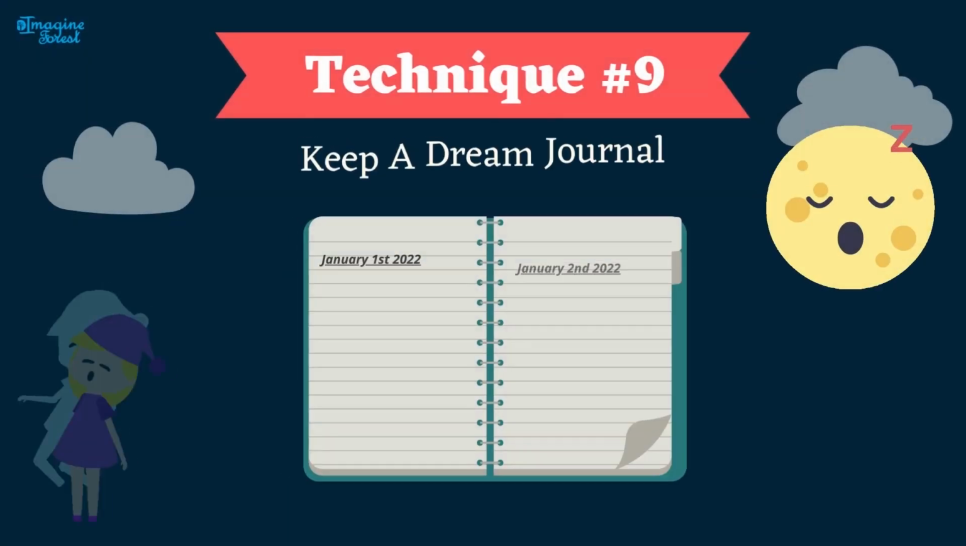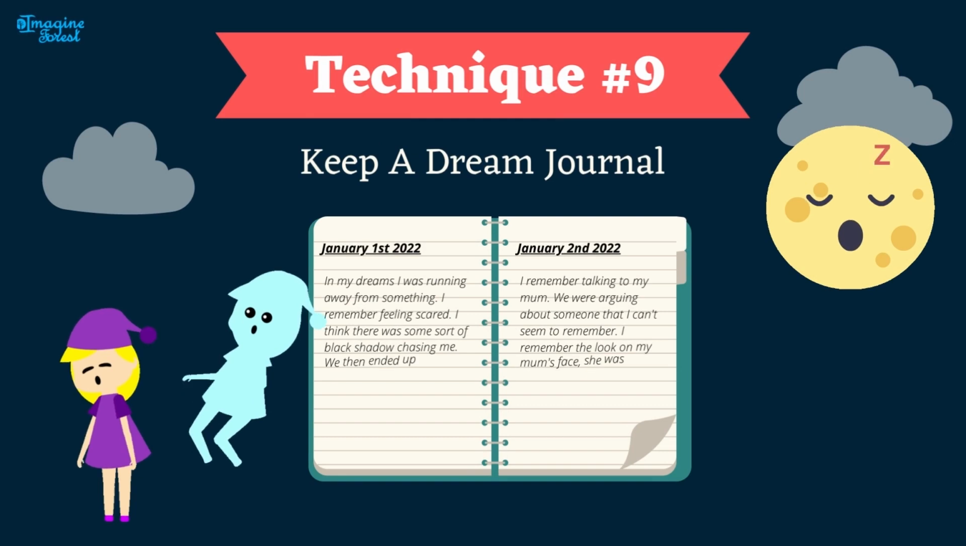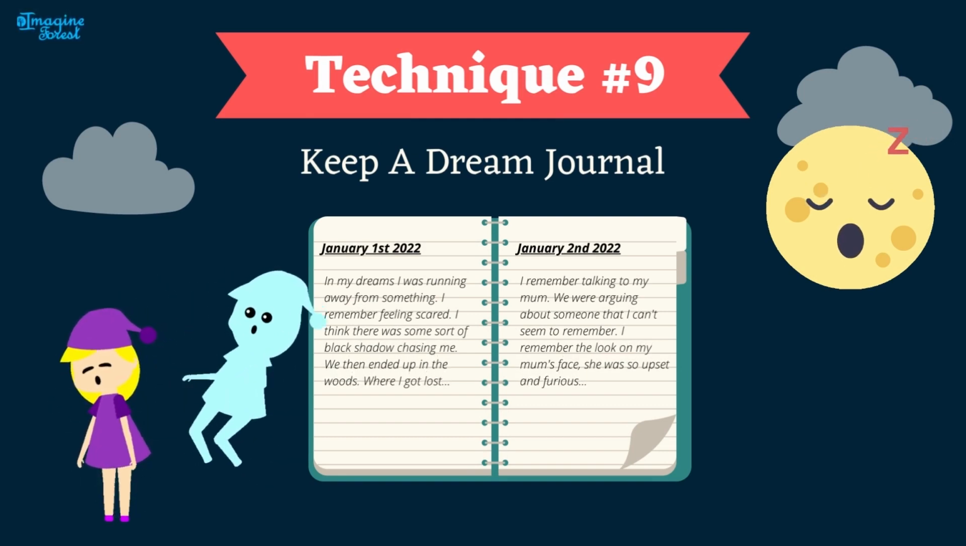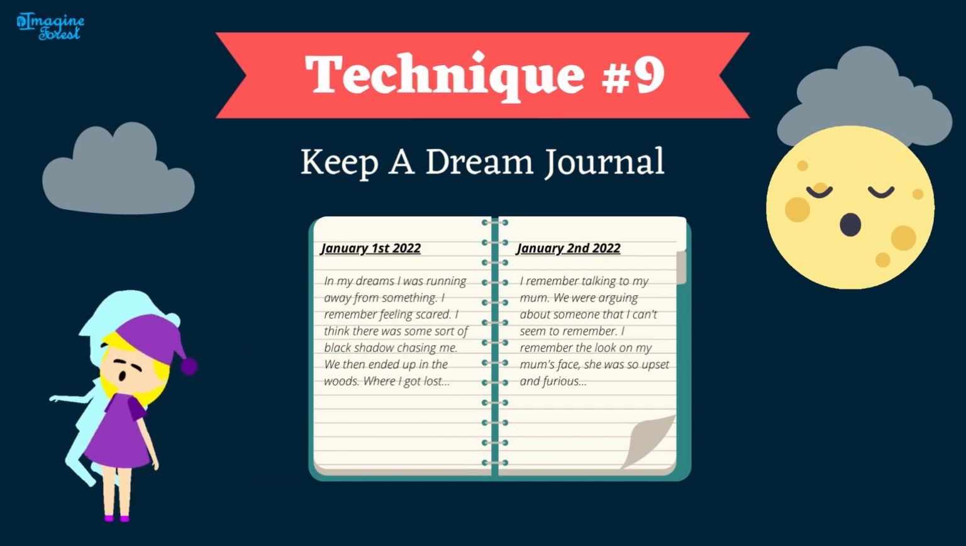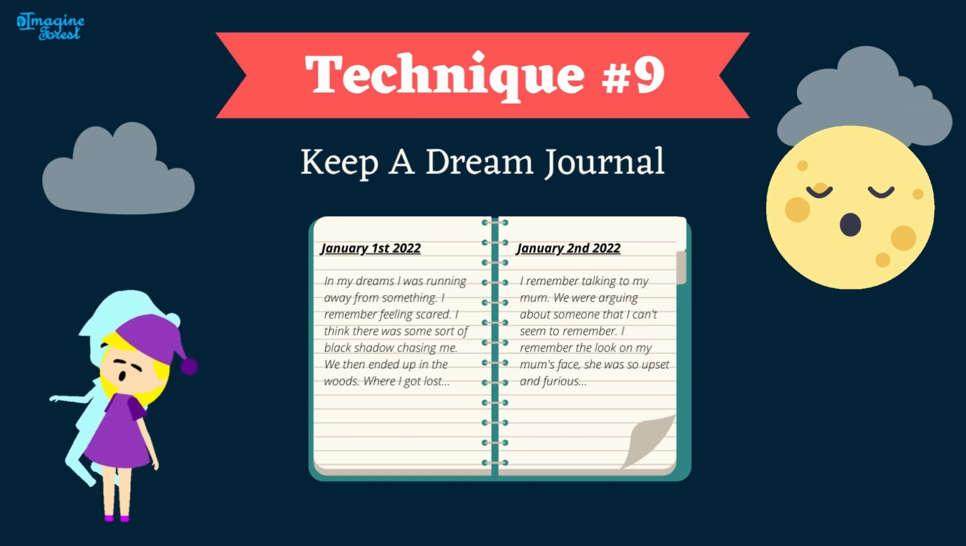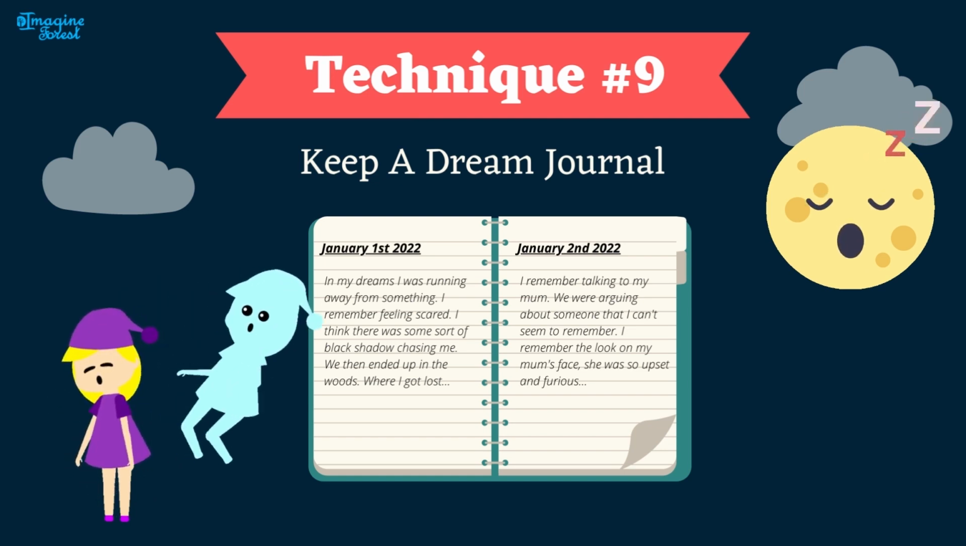Technique 9. Keep a dream journal. The problem with dreams and nightmares is that they can get forgotten throughout the day. By keeping a dream journal, you can record everything you remember about your dreams, and then use these to generate some wacky story ideas.